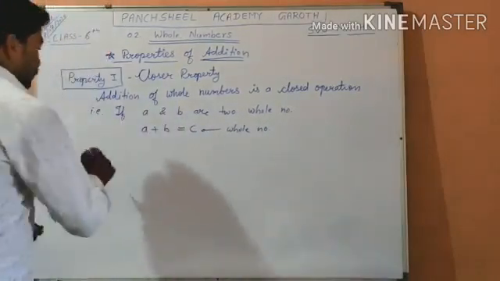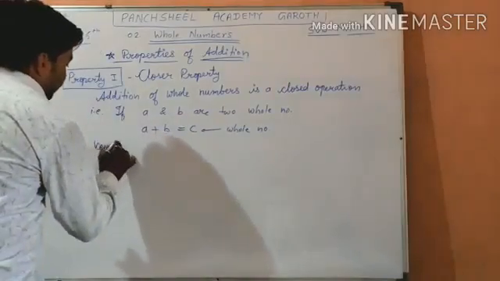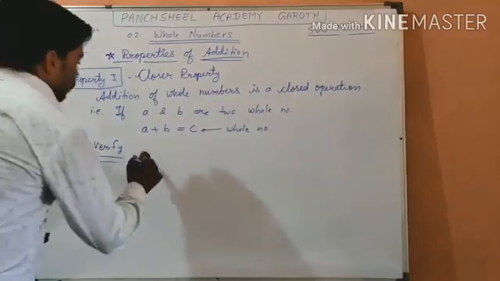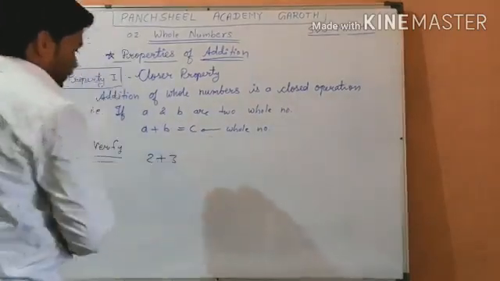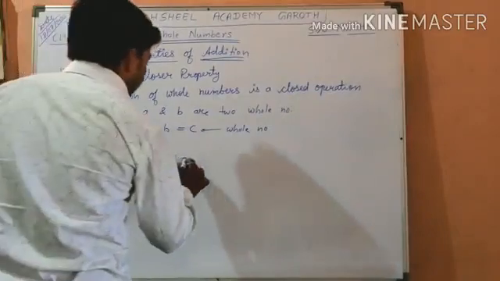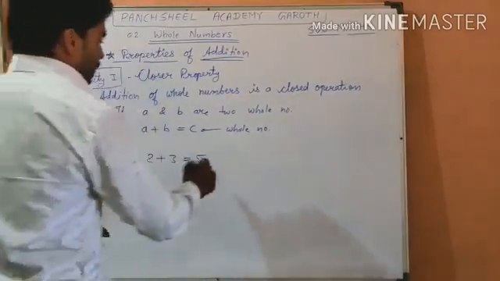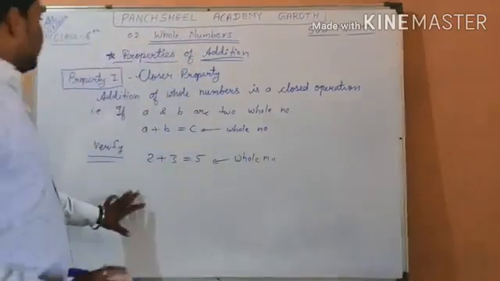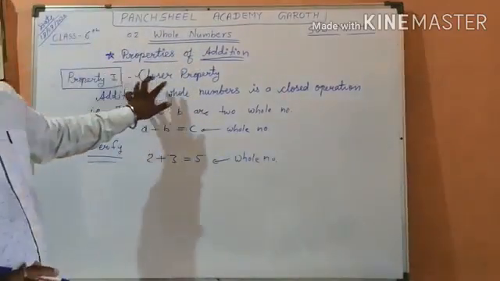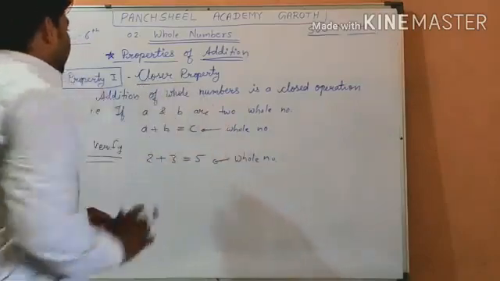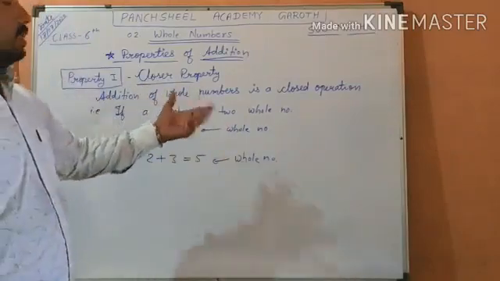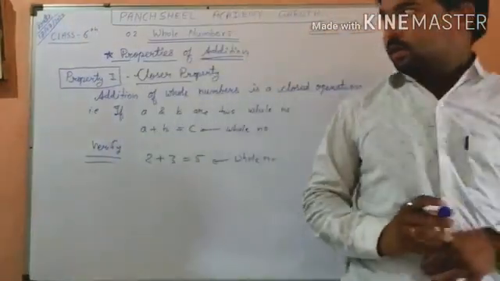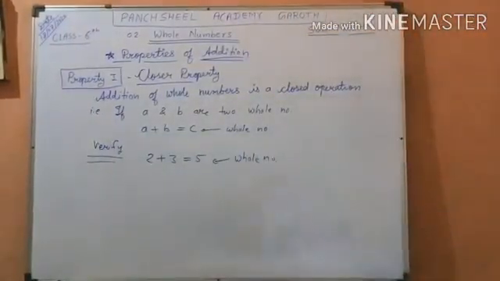Verification: we can verify it. How? We have two whole numbers, one is 2, another is 3. If we add 2 and 3, we get 5. So 5 is also a whole number. So the first property is the closure property, and it says addition of whole numbers is a closed operation. If we add two whole numbers, we get a whole number.